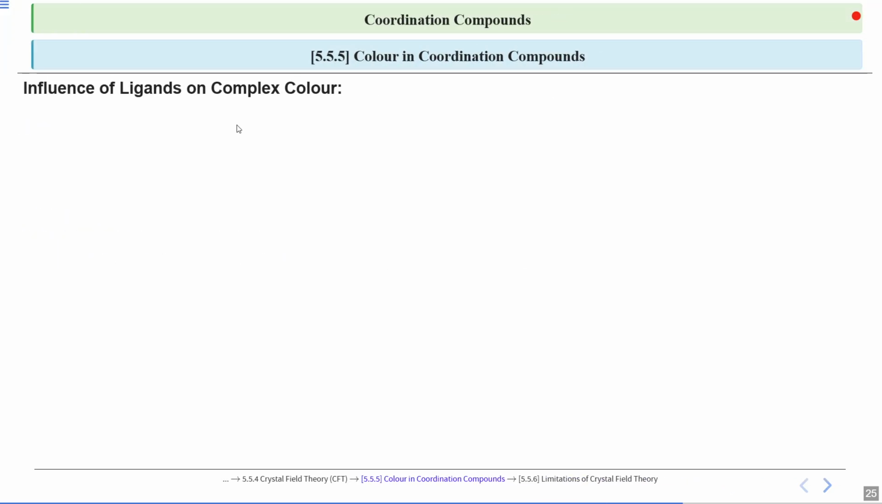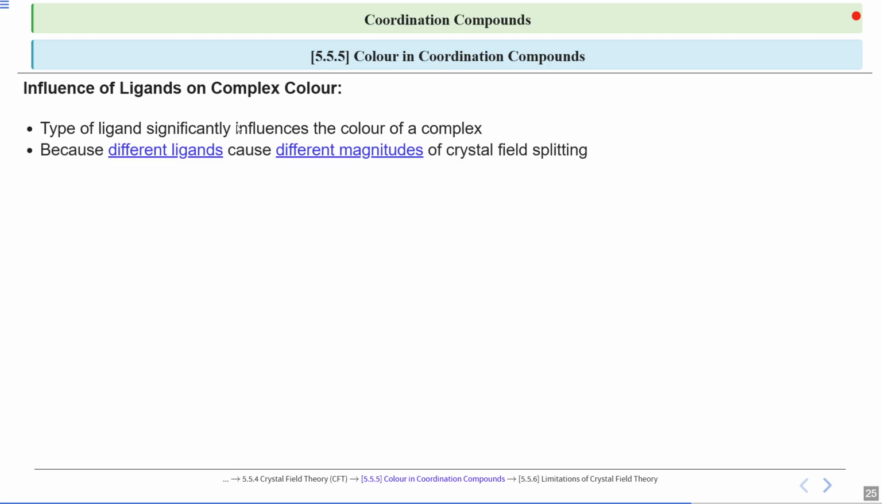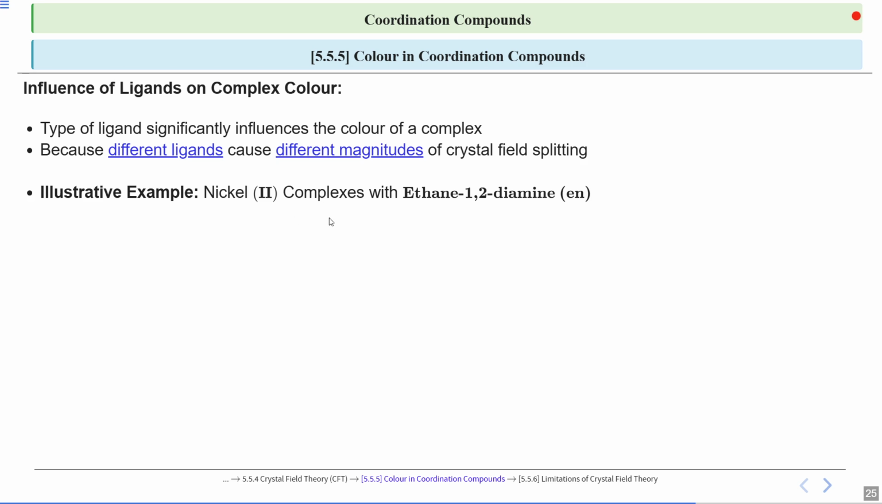Influence of ligands on the complex color. The type of ligand significantly influences the color of the complex, because different ligands cause different magnitudes of crystal field splitting, right? We have seen the spectrochemical series: some are strong field ligands, some are weak field ligands. So different ligands will cause different magnitudes of crystal field splitting in a complex, due to which the color is going to be affected. The illustrative example is, let's take nickel 2+ complexes with ethane-1,2-diamine.